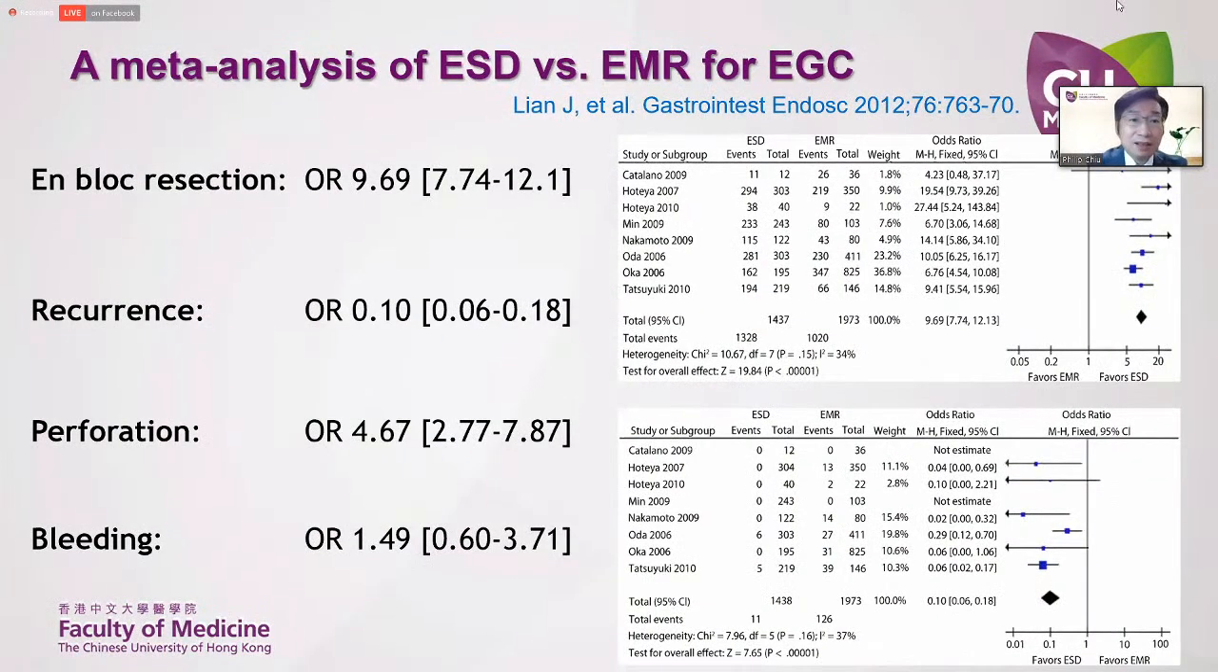There has been a meta-analysis comparing ESD versus EMR for treatment of early gastric cancer, showing a significantly better en bloc resection rate and lower recurrence rate. However, ESD ended up with higher perforation and bleeding.